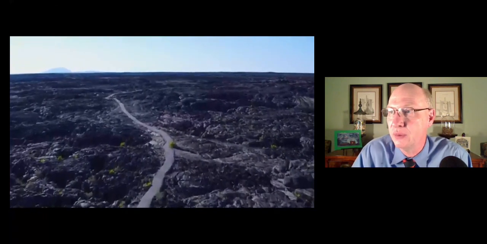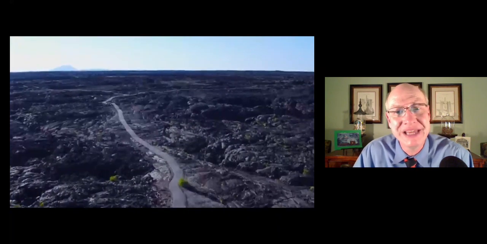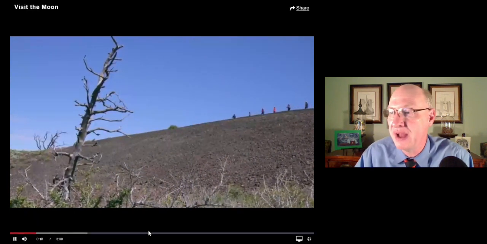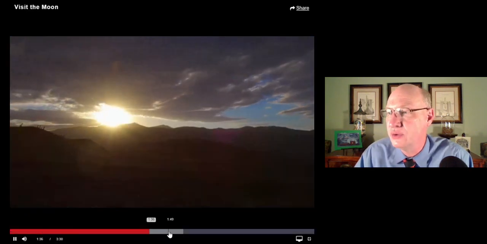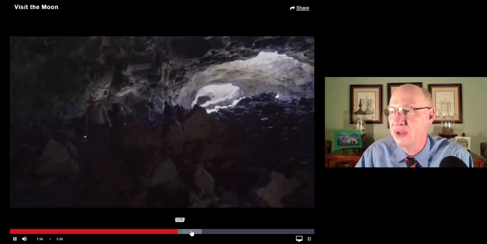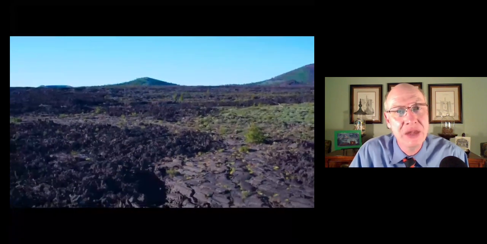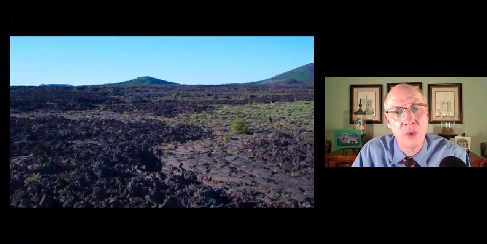Now, because of plate tectonics, that hot spot has since moved, and that hot spot that formed Craters of the Moon National Monument is now sitting underneath Yellowstone National Park. And so sitting underneath Yellowstone is that hot spot that formed Craters of the Moon National Monument.